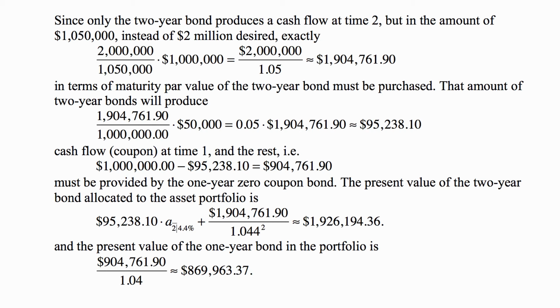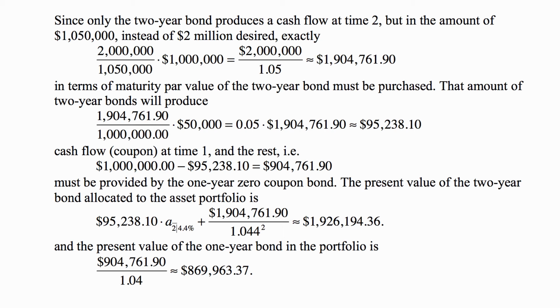That amount of 2-year bond will produce this 1,904,761.90 divided by $1 million times 50,000, because it's 50,000 per each million of face value that the coupon payment is, or 5% of the amount that we purchase of the par value. So it's 95,238.10 cash flow or coupon at time 1, and the rest must be provided by the 1-year zero coupon bond at time 1.